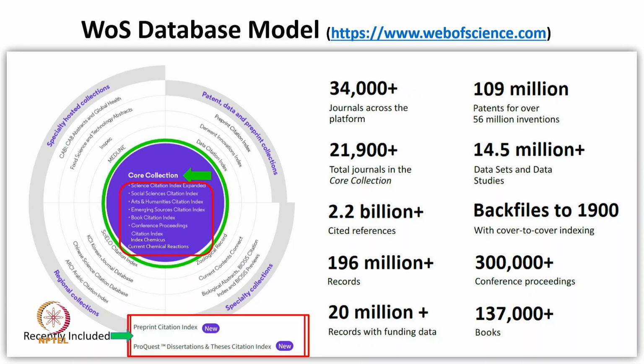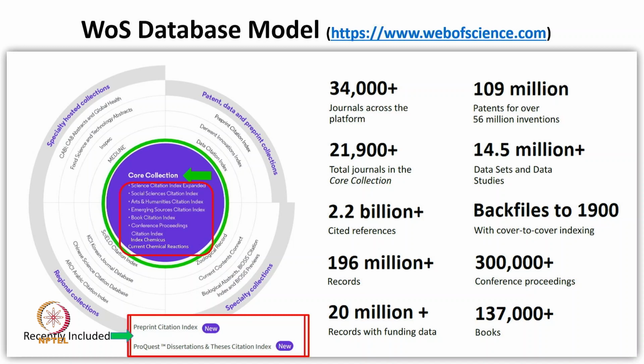Emerging Sources Citation Index, Book Citation Index, Conference Proceedings Citation Index, Index Chemicus, Current Chemical Reactions. It has other special collections also, like Specialty Hosted Collection, CAB Abstracts and Global Health, Food Science and Technology Abstracts, Inspec, Medline. Patent data and preprint collections like Preprint Citation Index, Derwent Innovations Index, Data Citation Index.